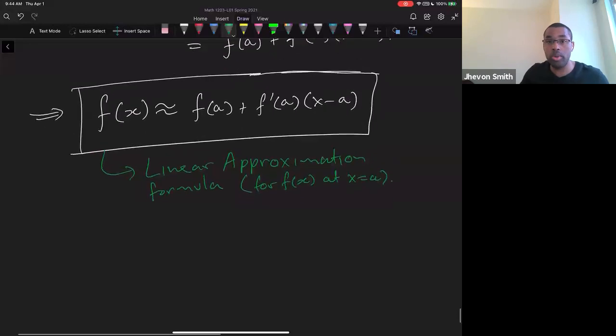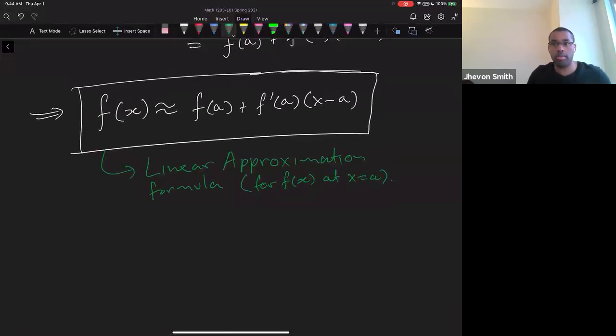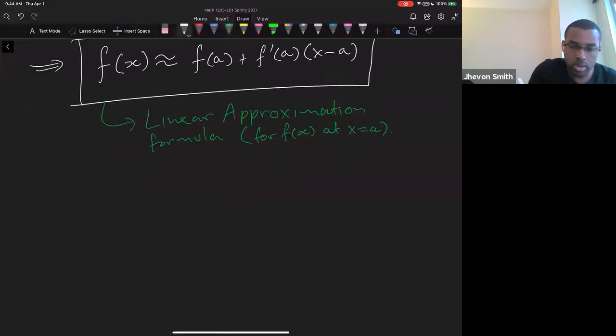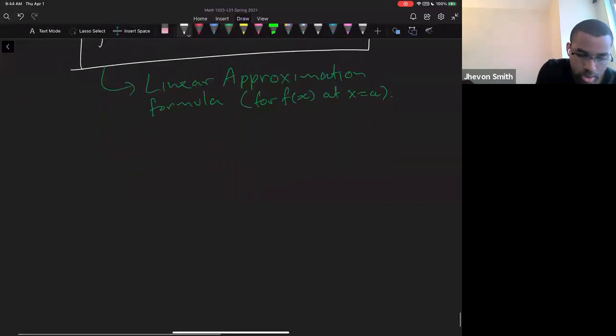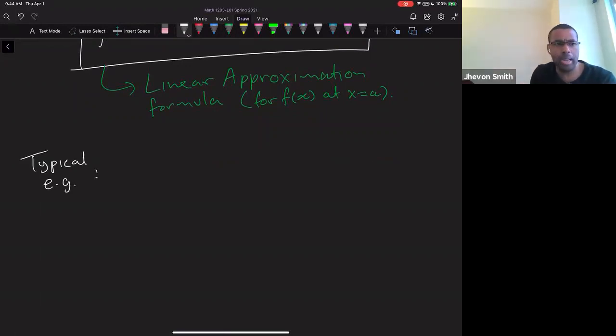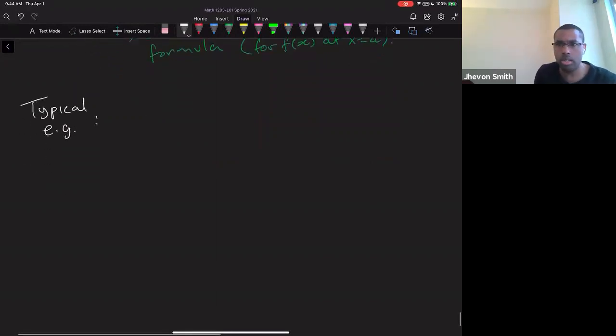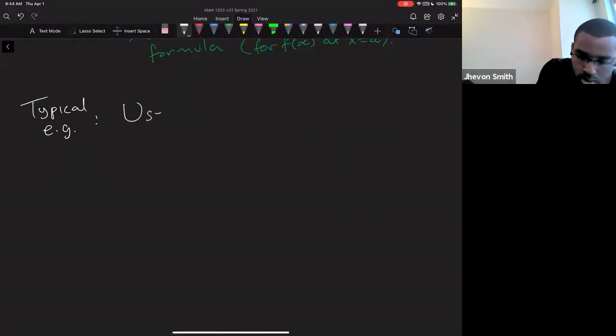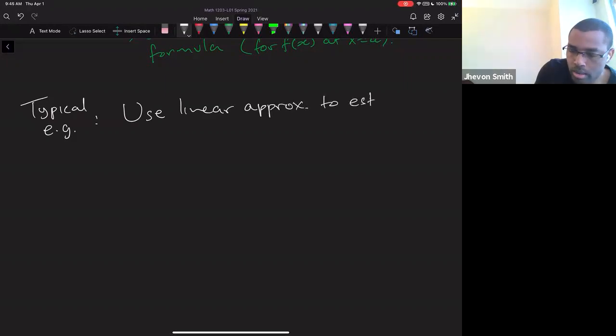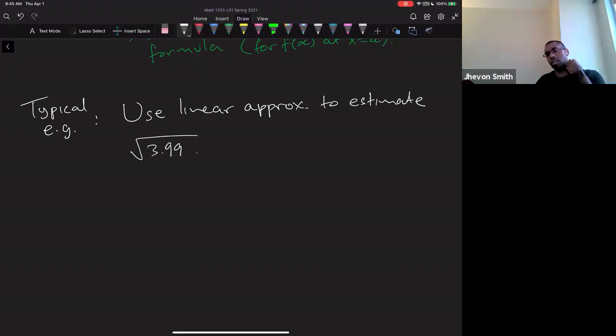And so you see we can use the tangent line to approximate the output of the function. Let's do a quick typical example, and I would give you guys another one. Chances are an example in your test, and an example in the bonus on the test, would look like this, by the way. Use linear approximation to estimate the square root of 3.99. Okay.